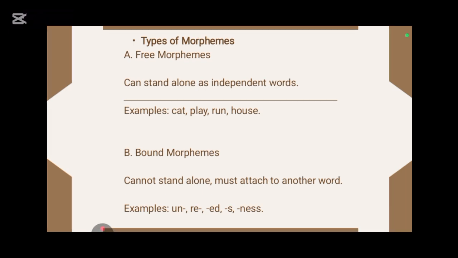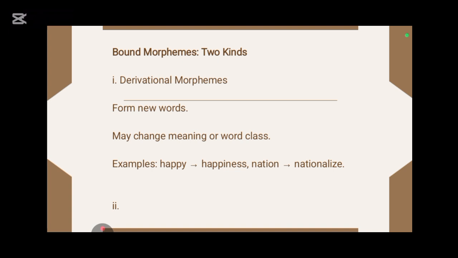However, bound morphemes are of two kinds: derivational morphemes and inflectional morphemes. In derivational morphemes, we form new words. We create new words with a complete change in meaning and word class. Meaning that the meaning will be changed and the grammatical category will be changed. Such as we created the word happiness from happy, nationalize from nation, teacher from teach. So these words belong to the derivational morphemes category.